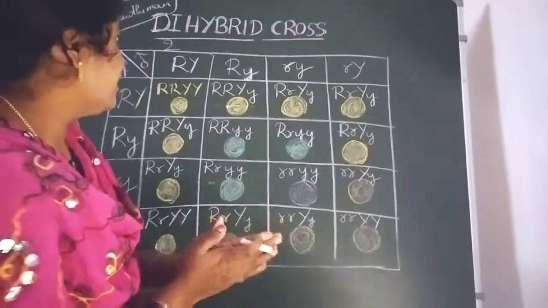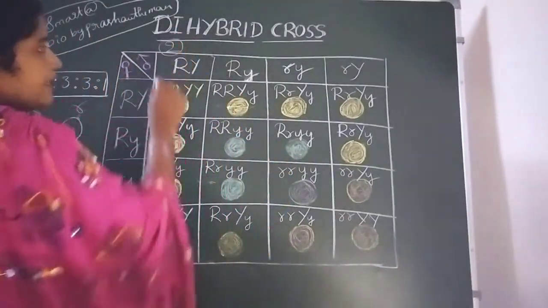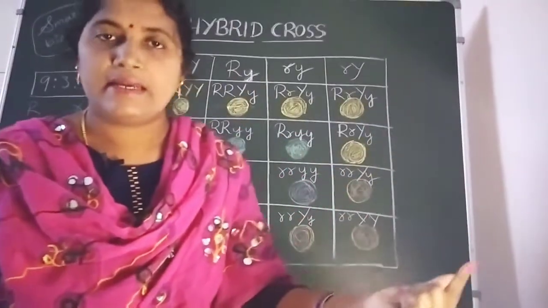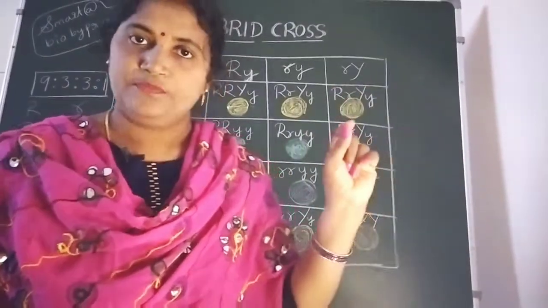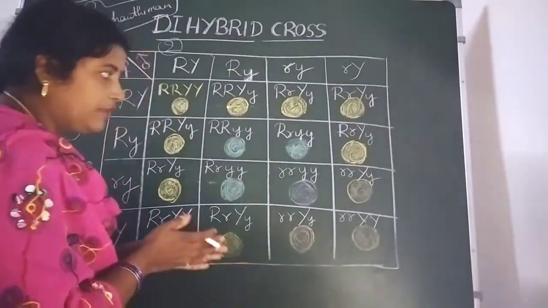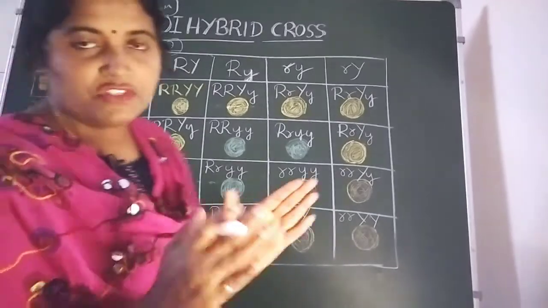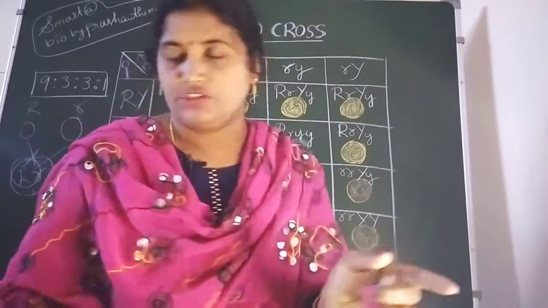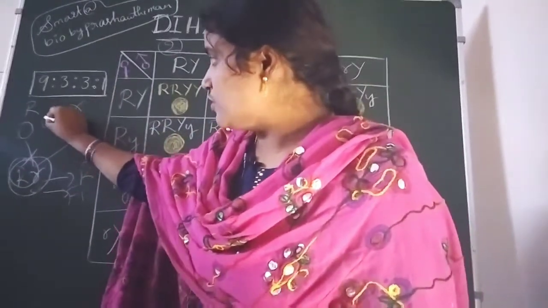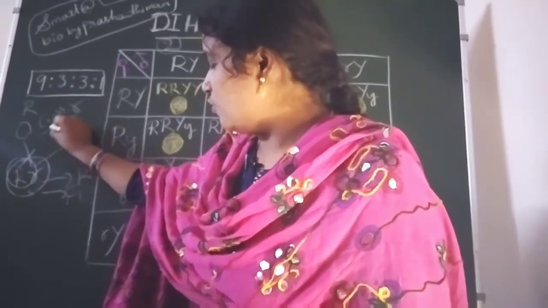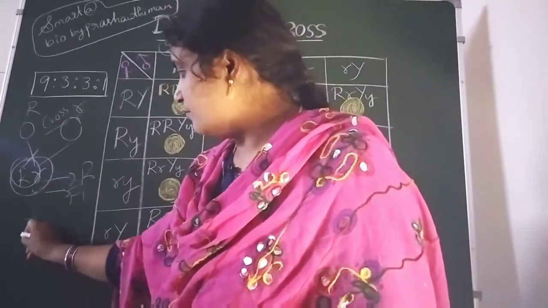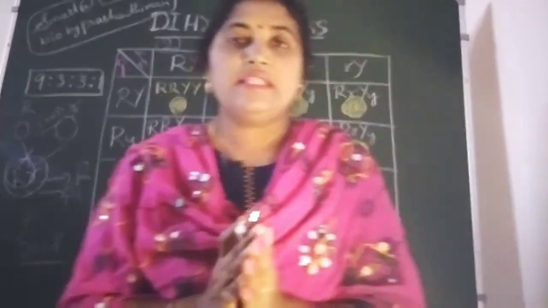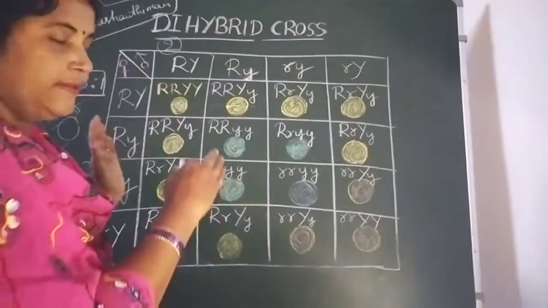The dihybrid is nothing but two characters being considered. One character is about round yellow, another character is about wrinkled green. In the F1 generation we do cross pollination, but later, in the F2 generation, we do self pollination. In the self pollination, these are the probabilities.